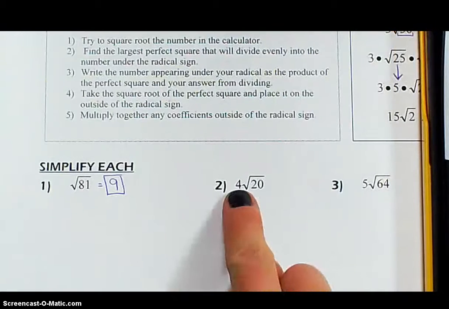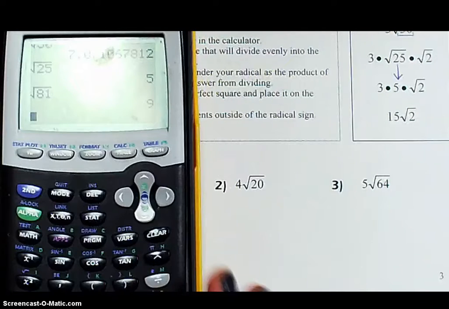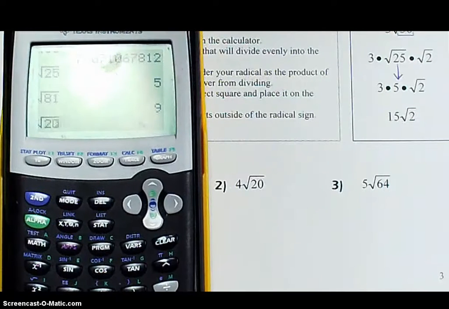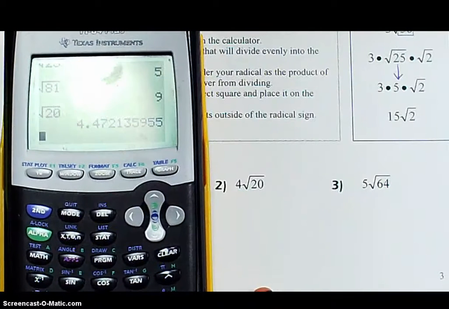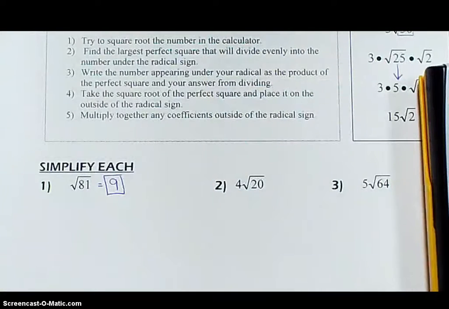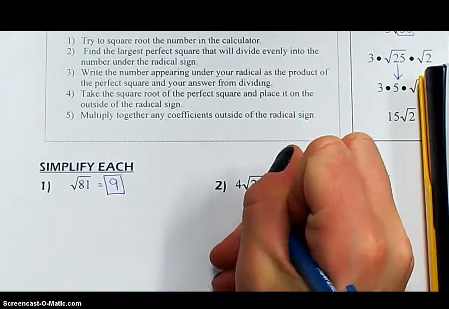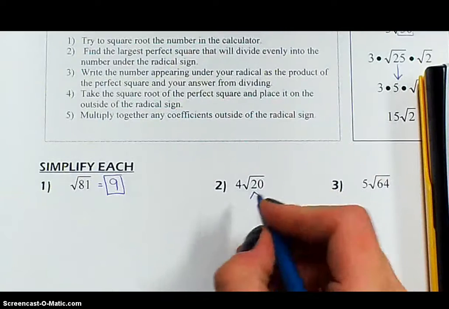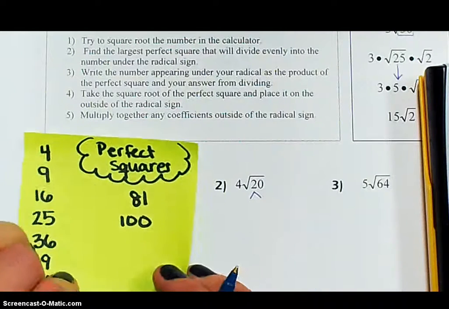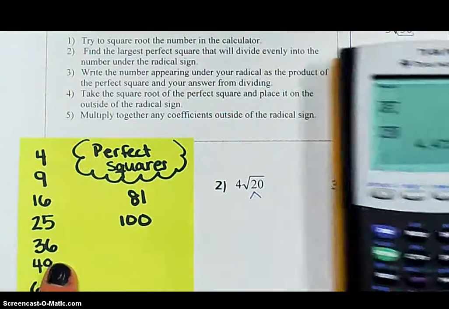Okay, now if I take a look at the next one, 4 radical 20. Now if I type in the square root of 20, it's an irrational number, so it's not a perfect square, so now I have to follow through my steps. Okay, so we need to find two numbers that multiply to 20, and one of them has to be a perfect square. So let's take a look.